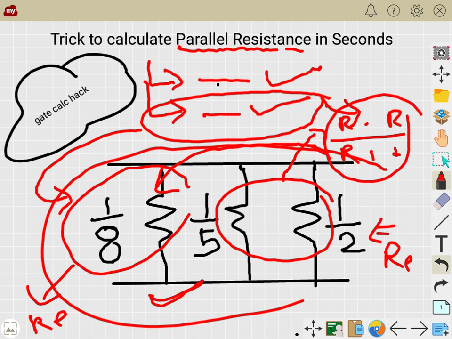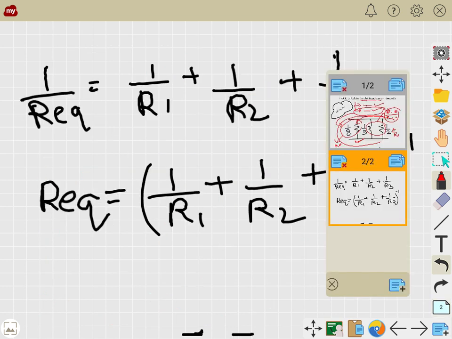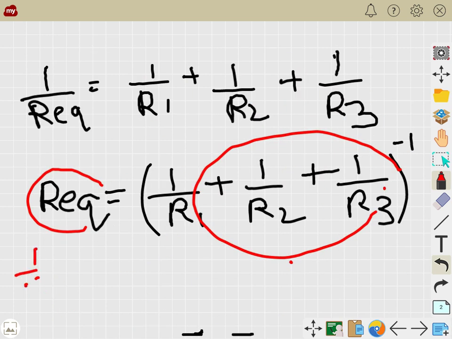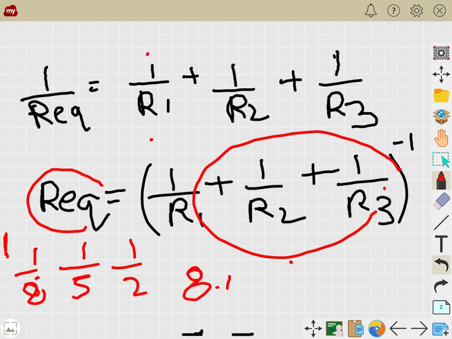This is the first trick where we don't require any calci. For that we are going to use this basic formula. We know that 1 upon R equivalent will be 1 upon R1 plus 1 upon R2 plus 1 upon R3, and R equivalent will be the inverse of this resultant. So we have resistances 1 by 8, 1 by 5 and 1 by 2. So basically R1 is 1 by 8, R2 is 1 by 5 and R3 is 1 by 2, right? So 1 upon R1 will be 8, 1 upon R2 will be 5, 1 upon R3 will be 2. If we add all these, 8 plus 5 plus 2 is 15. So our answer will be 1 upon 15. This is the answer for R equivalent.